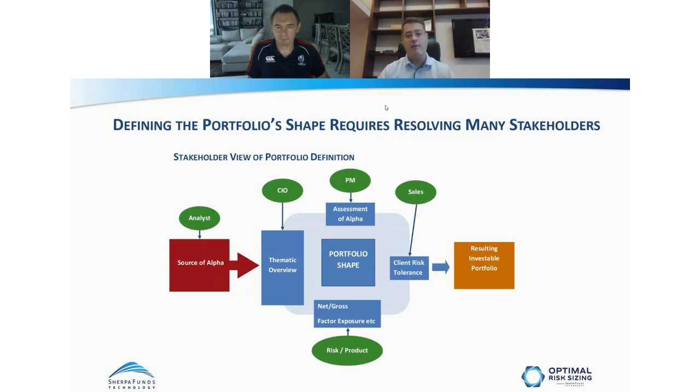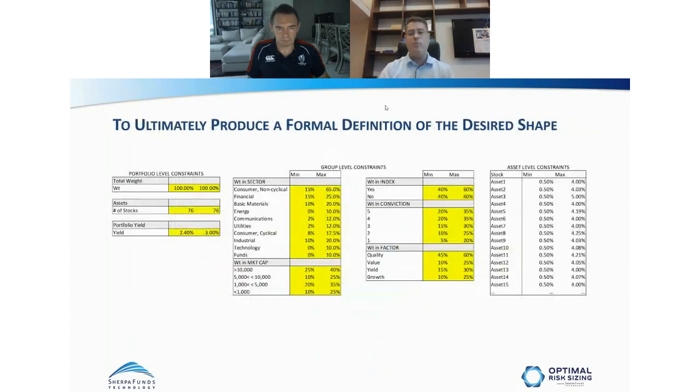And reconciling all of these different stakeholders, all of these different moving parts, is what ultimately defines the shape of the portfolio in a way that you can bring tools to bear to calculate the portfolio. This is something we'll go into in more detail in another session, but once you've done this, a formal shape can be expressed as a series of constraints and a series of goals and a series of really precise expressions of what you want that portfolio to look like to make it investable. In this case, we've grouped these constraints by portfolio level, group level, and asset level.